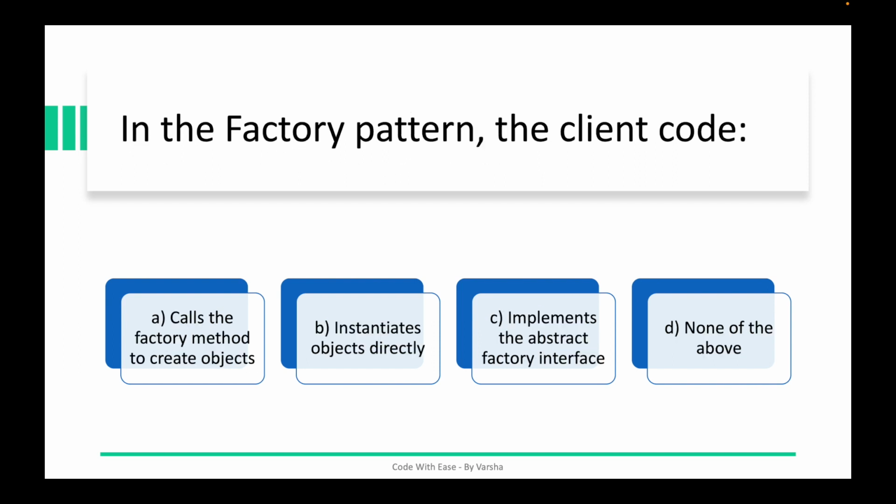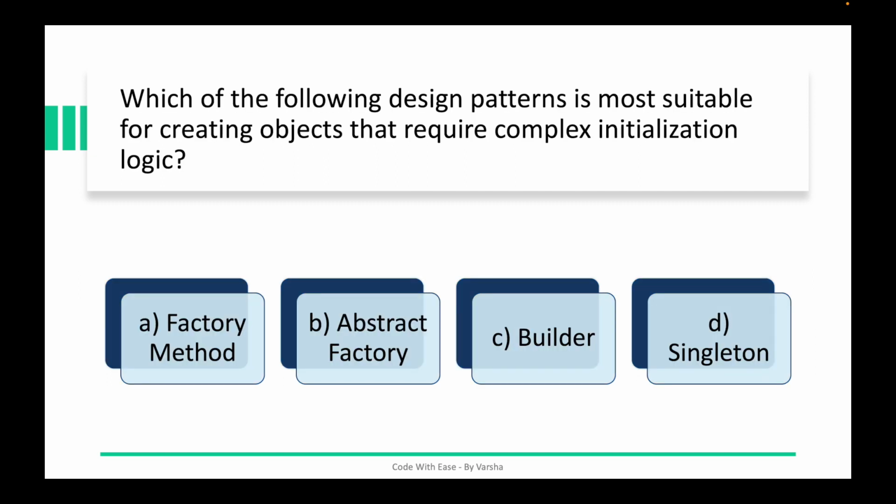Then the second question is, in the factory pattern, the client code calls the factory method to create objects, or instantiates objects directly, implements the abstract factory interface, or option D, none of the above. The next question, which of the following design patterns is most suitable for creating objects that require complex initialization? Factory method, abstract factory, builder, or singleton?